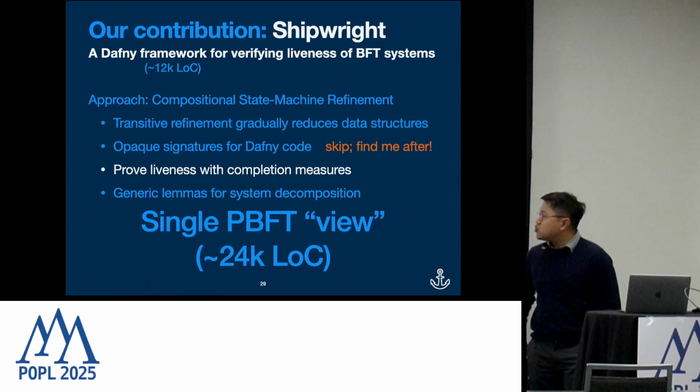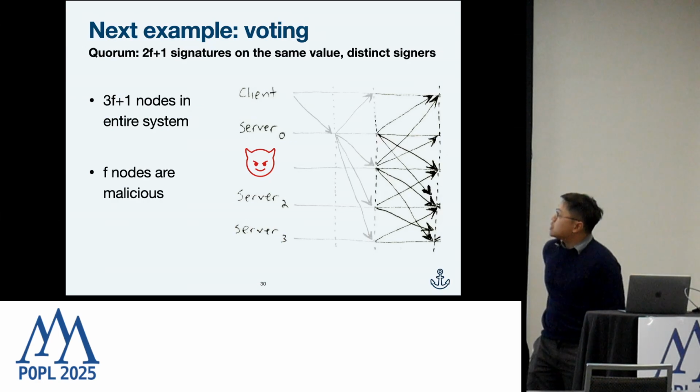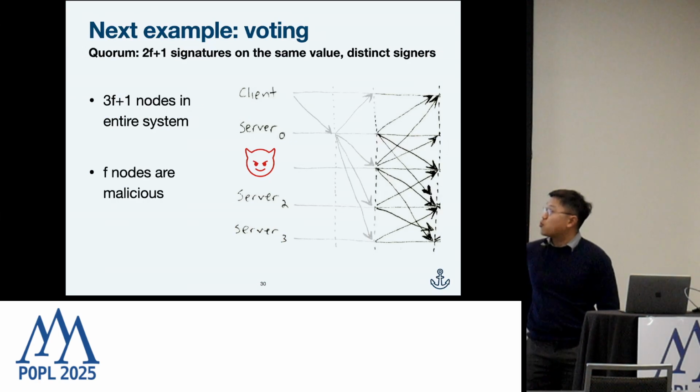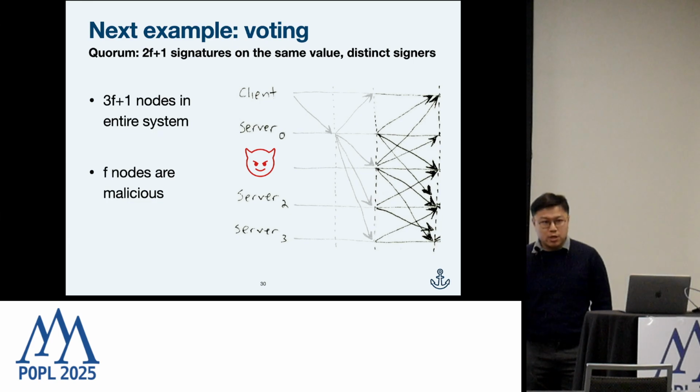All right, there's a lot of interesting techniques in our project. I'm going to skip some and go straight to telling you how we prove liveness. So let's move on to our next example, which is a protocol I'll call a voting protocol. In this protocol, let f be the number of malicious nodes in the system, and suppose there are 3f+1 nodes in the entire system.